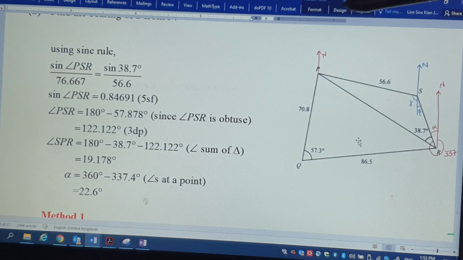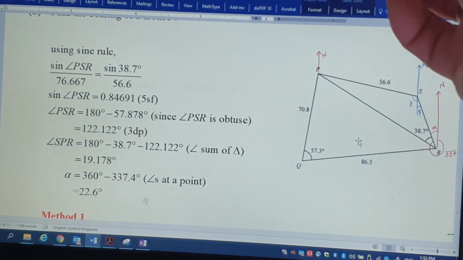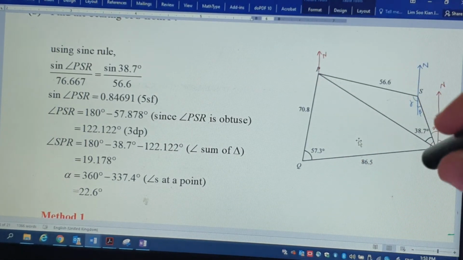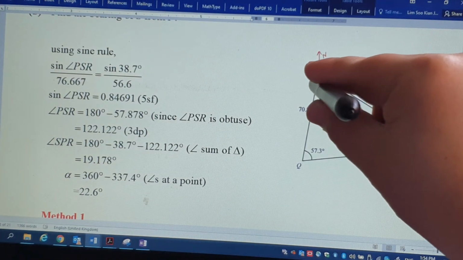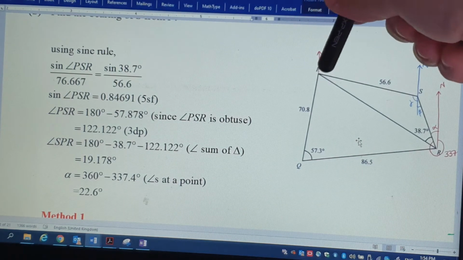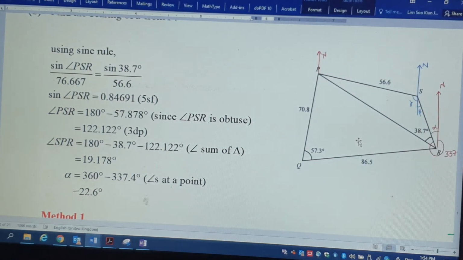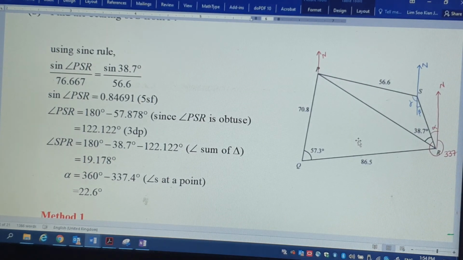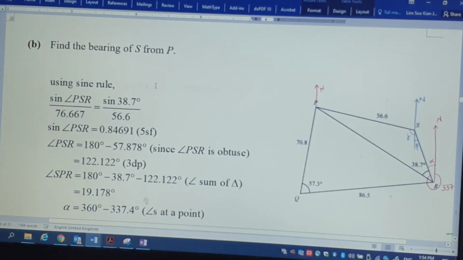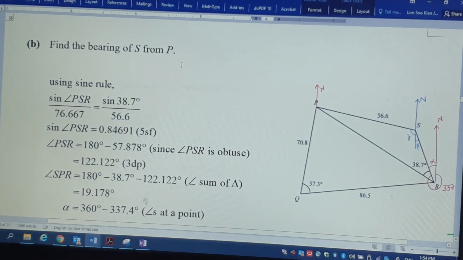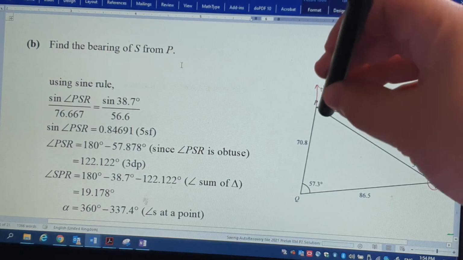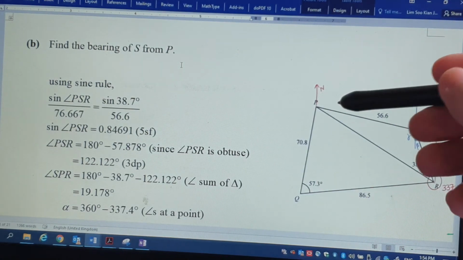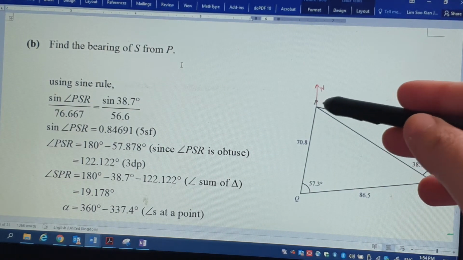Okay, so let me explain. I just want you all to have some time to digest. We want the bearing of S from P. So you stand at P, you look north, you turn until you see S. That is the meaning of bearing of S from P. So you want to find this angle. But how to find this angle?